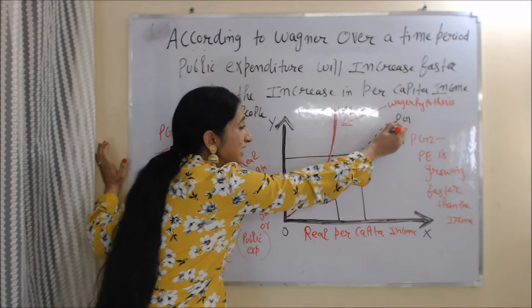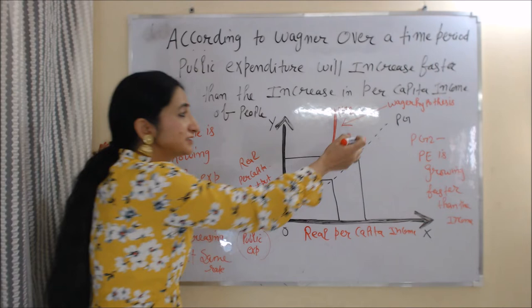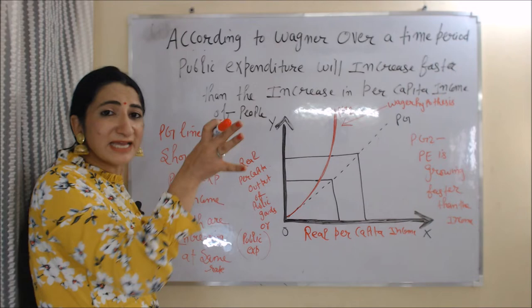This PG line is showing public expenditure and income both are increasing at the same rate. That's why this PG is not our Wagner hypothesis.